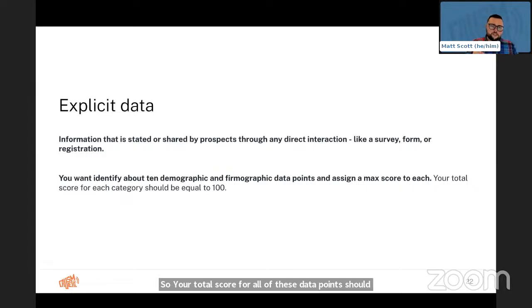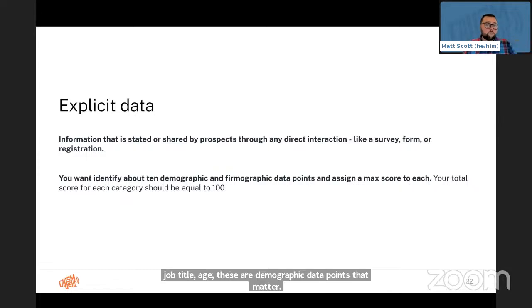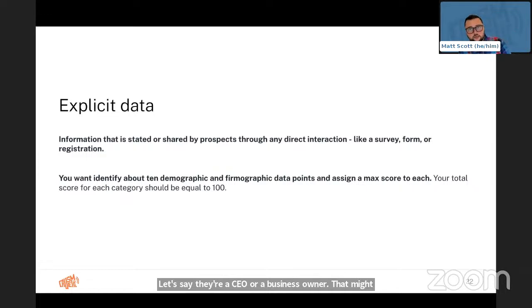So let's use these examples, right? Let's say a job title is one of the things that you want to use, and you create a spreadsheet and you say, okay, job title, age, these are demographic data points that matter. Let's say they're a CEO or a business owner. That might have a score of a 10 when compared to a job title of an associate, right? An associate might have a job title score of 0 or 5. It all depends on your organization and your capacity. But let's say that you assign a higher point value to a CEO or business owner job title.